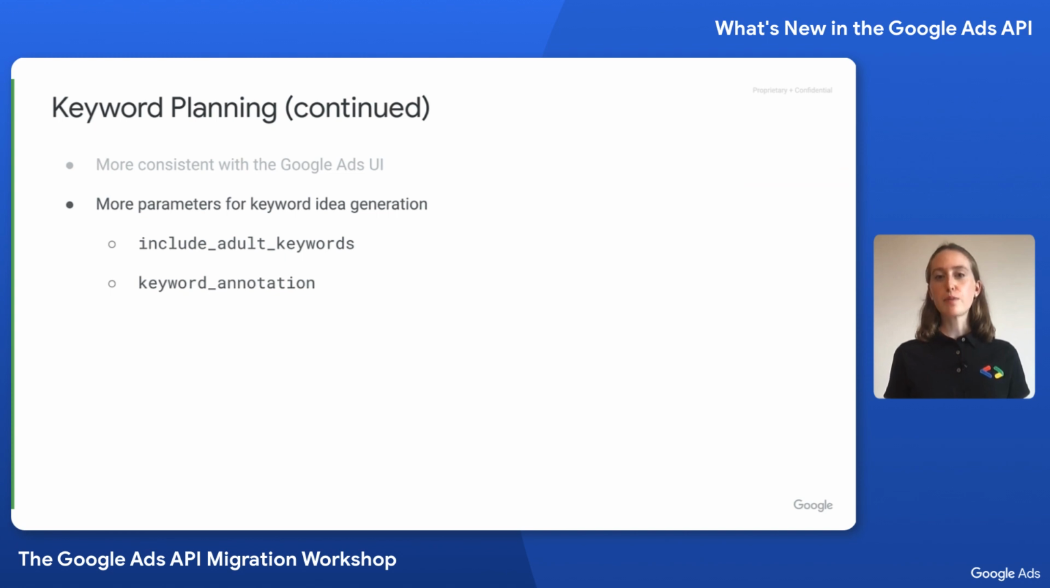There are also some new parameters that are available for keyword planning, which you might have noticed on the previous slides. There's include adult keywords to set whether to include adult keyword ideas, and there's keyword annotation, which allows you to refine keywords by their relevance to a given concept. So for example, if you're a skincare company selling lotion, you can refine the results to include only those keywords that are related to dry skin.